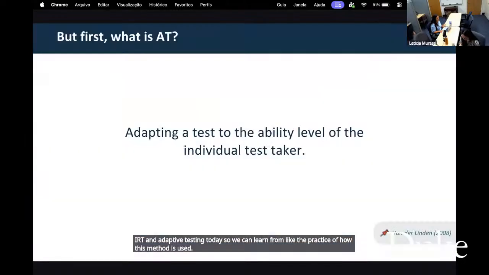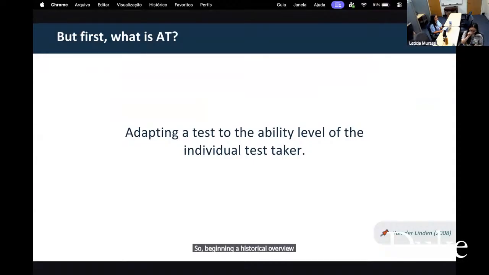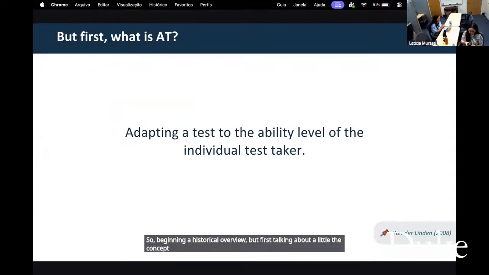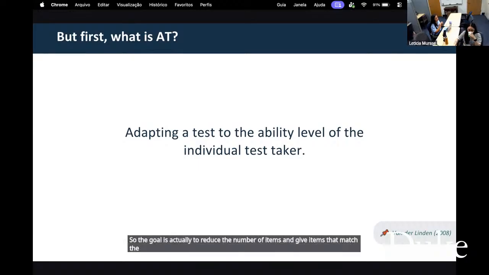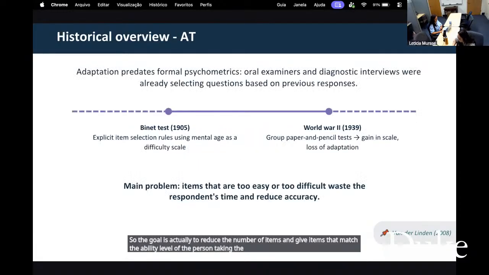So, beginning with a historical overview, but first talking a little about the concept of adaptive testing, which is very simple at first glance: adapting a test to the ability level of an individual test taker. So the goal is actually to reduce the number of items and give items that match the ability level of the person taking the test.